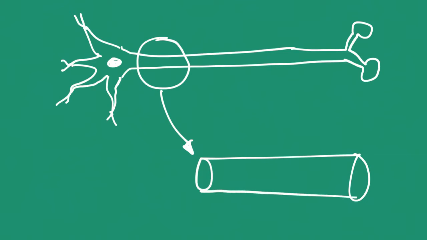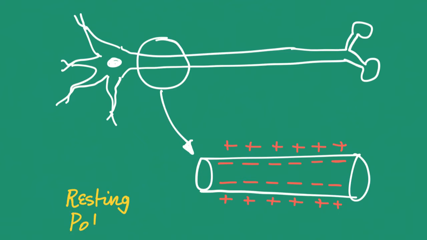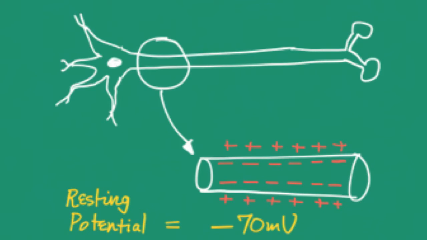So let's take a look at the neuron. If you look at a small portion of the axon here, the distribution of charges inside and outside the axon is such that the inside has a negative charge, the outside is positive. The inside is negative in relation to the outside. And as a result, when you place a voltmeter here, the potential that we can measure is about minus 70 millivolts. And we call this the resting membrane potential.